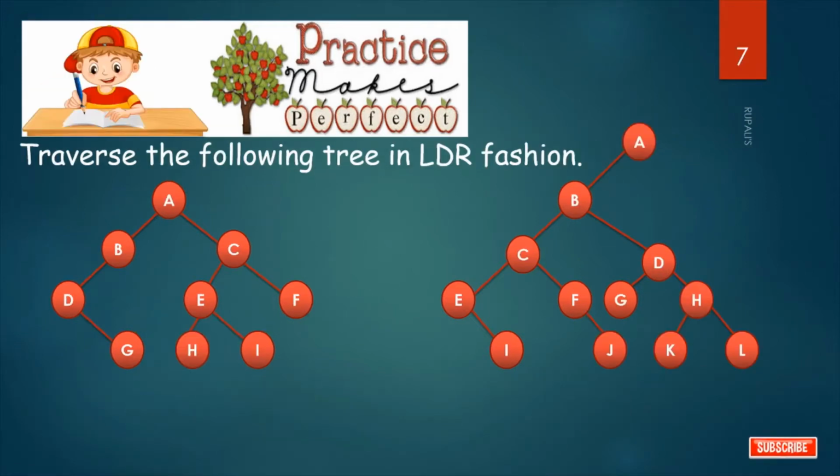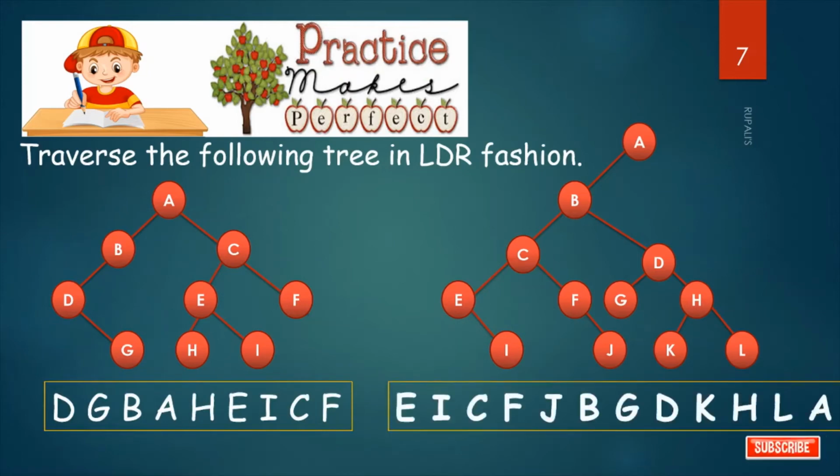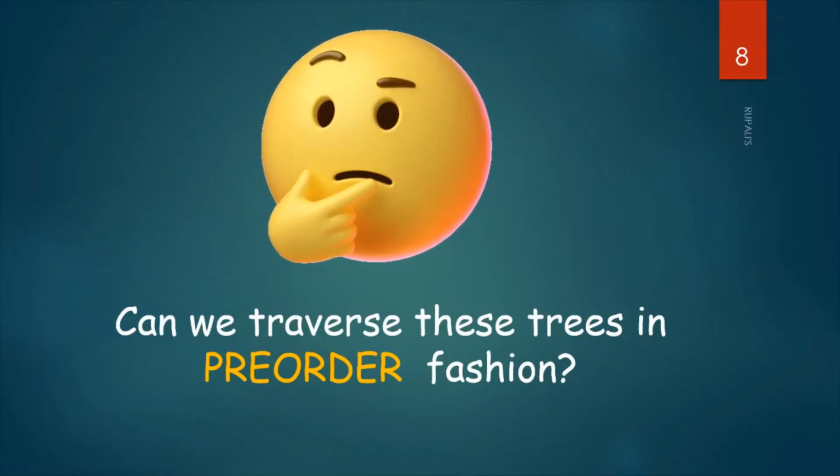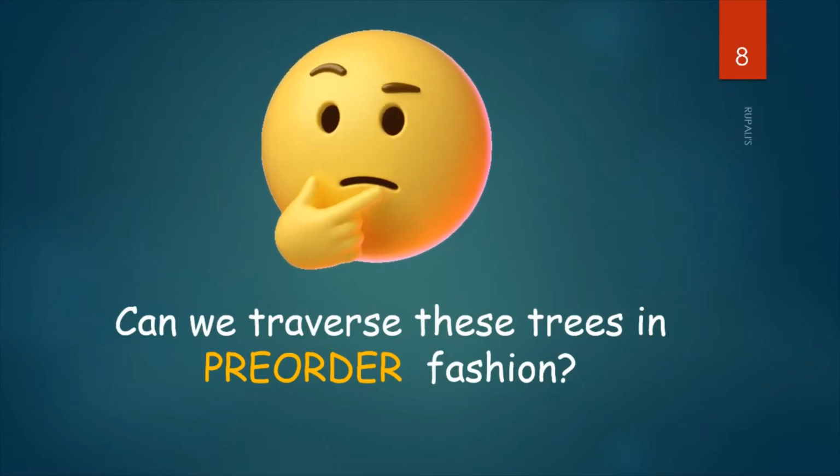I am giving another set of 2 trees for practice purpose. First, pause the video, try to traverse this tree in LDR fashion and then see the result. Now, my question is, can we traverse these trees in pre-order fashion?